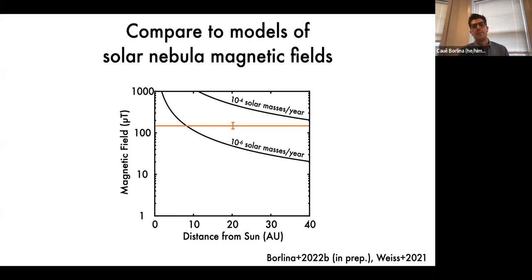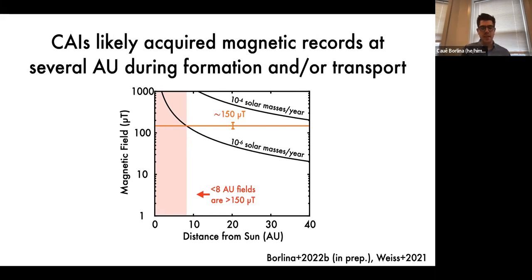And we can plot essentially the intensity of the CIs that we obtain in this plot, which is about 150 microteslas. And what we observe is that this magnetic record is consistent with CIs forming at about 8 AU. So I'm not saying that the CIs formed in the outer solar system, but their magnetic record was acquired at several AU during either formation or transport in the solar system.